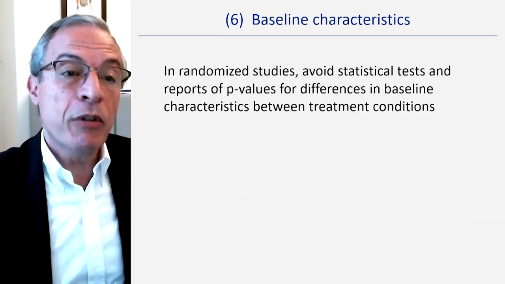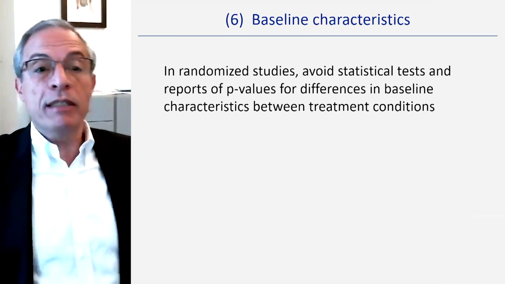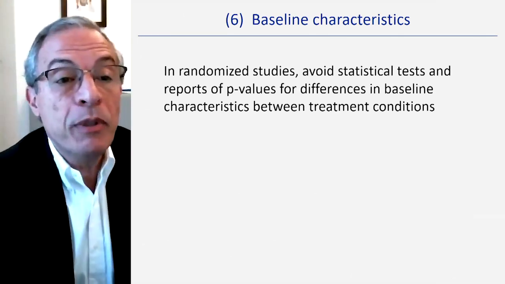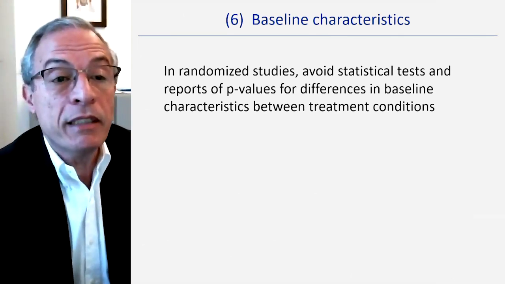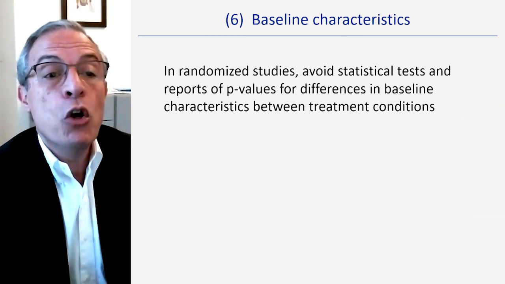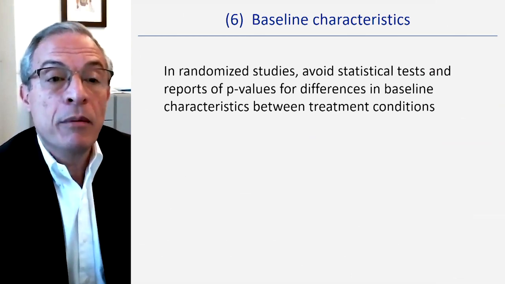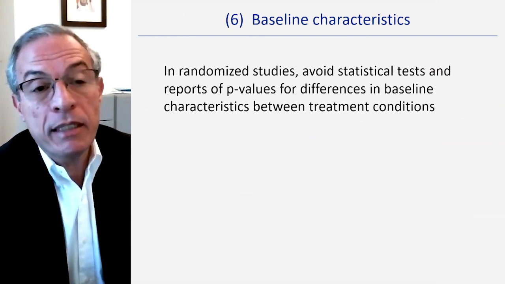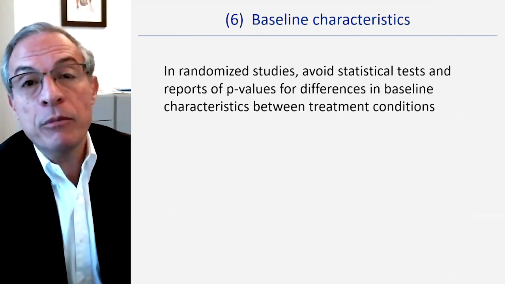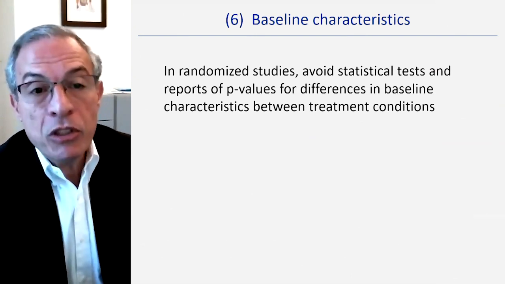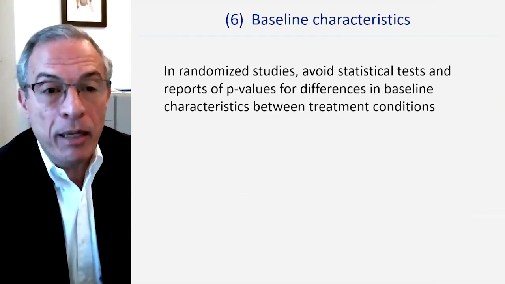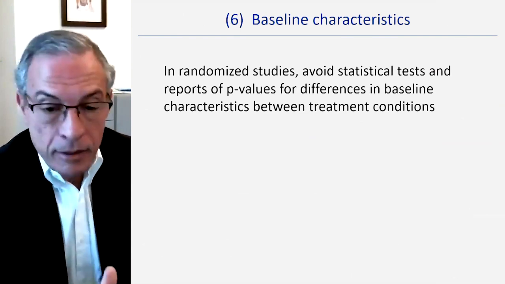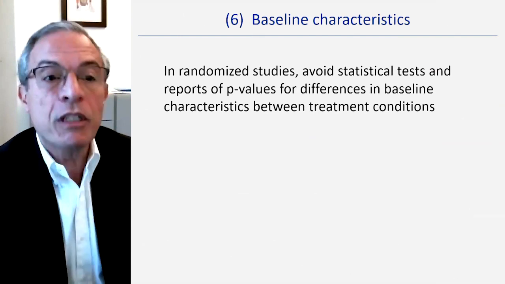Baseline characteristics. In randomized studies, avoid statistical tests and reports of p-values for differences in baseline characteristics between treatment conditions. You don't need to test for differences in baseline characteristics when you have a randomized study, because the randomization is taking care of the balance. And if it's not, that's part of randomization.